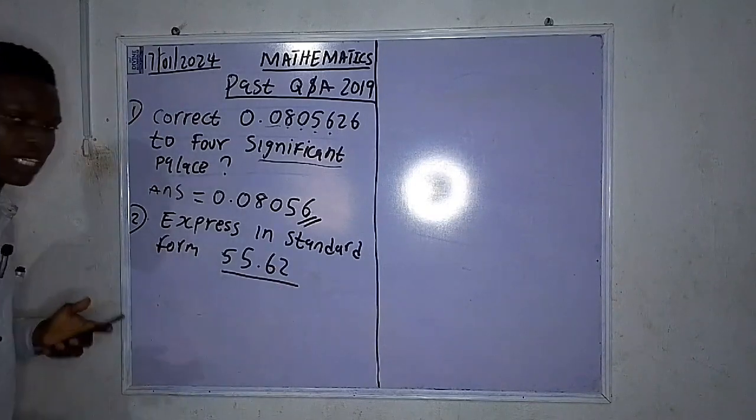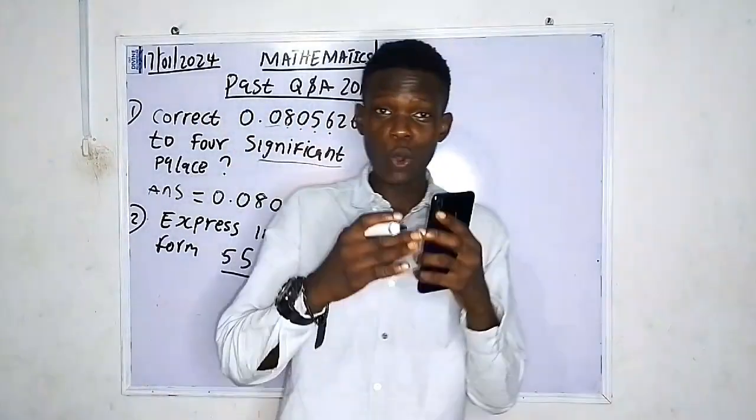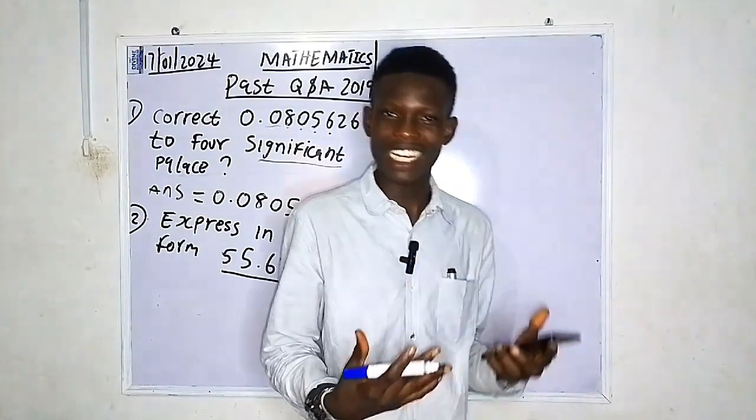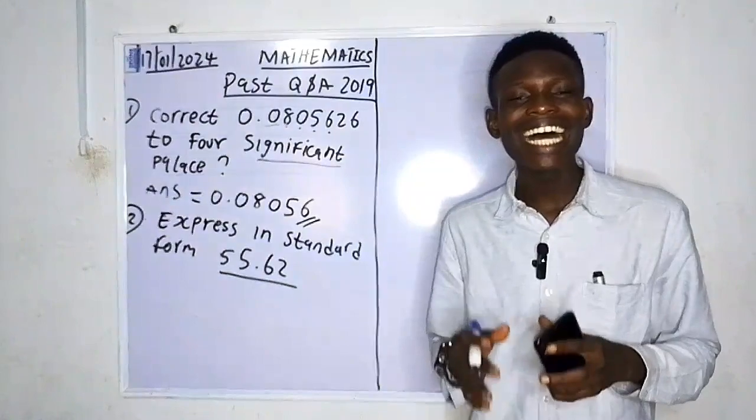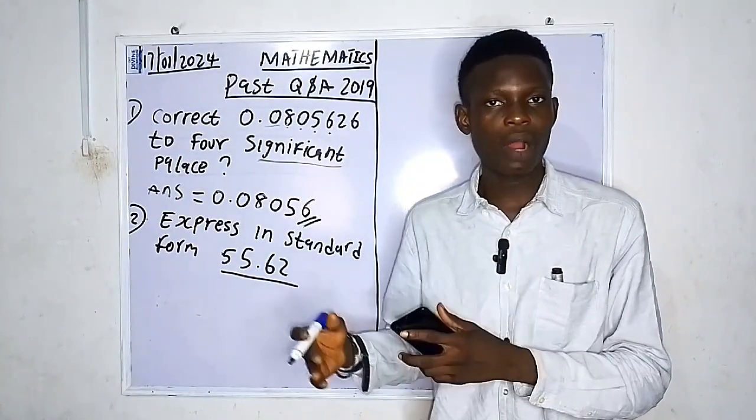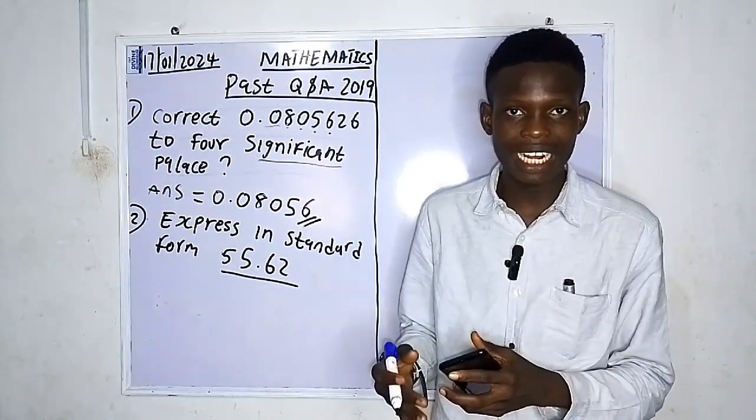Now, how do we express in standard form? Standard form is another topic which is so easy and so simple, because you have been taught what standard form is. Just know, standard forms are numbers that have 10 raised to a power. Standard form is a number multiplied with 10, which is a deca, raised to a power.